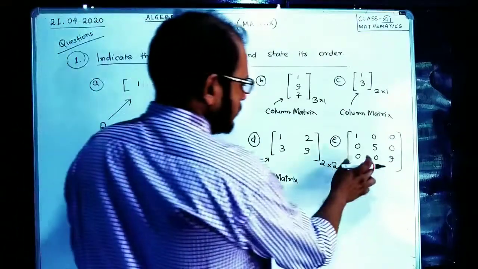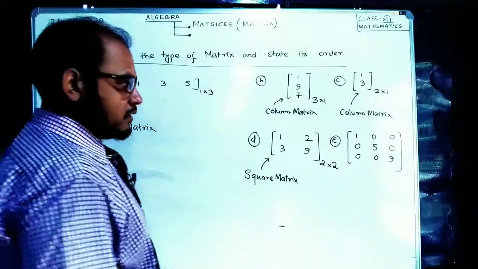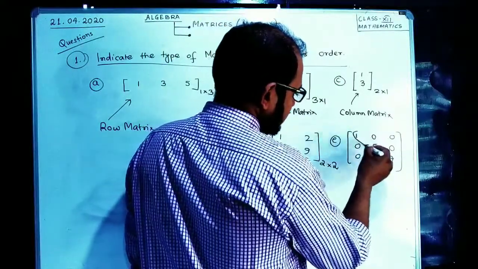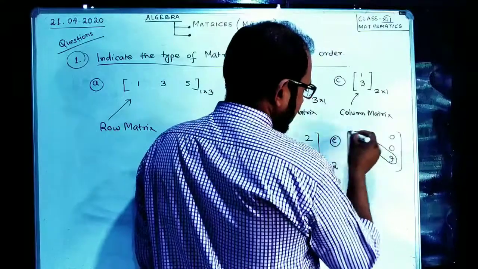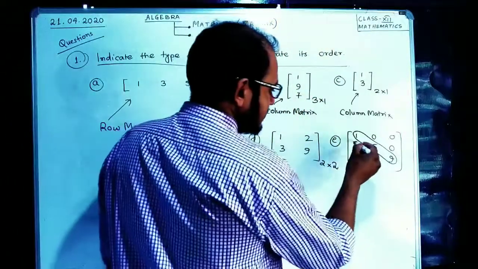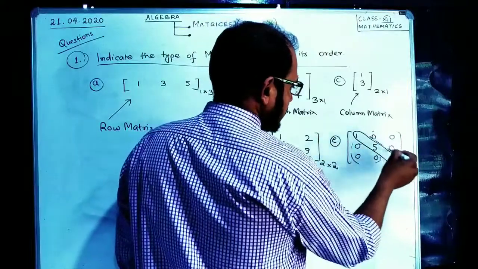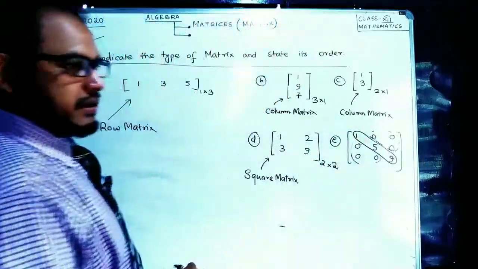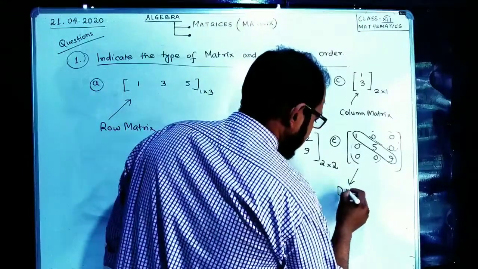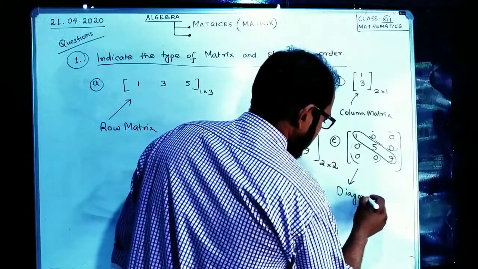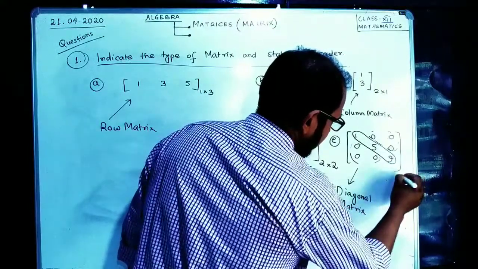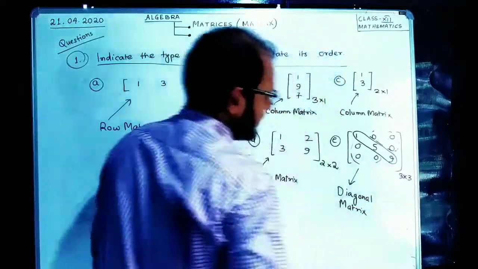What about question number E? Obviously a square matrix, but its speciality is that its diagonal elements are the only non-zero elements present. The rest of the elements are 0. Such a matrix we call a diagonal matrix. So this is a diagonal matrix and its order is 3 by 3.